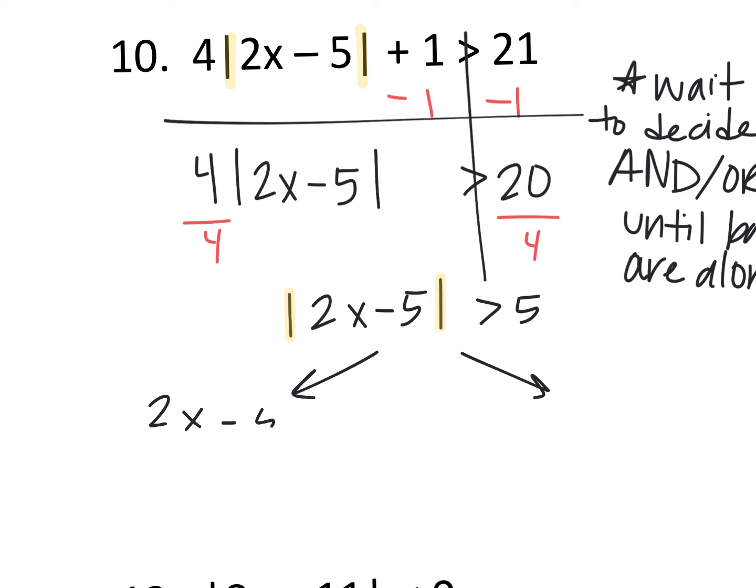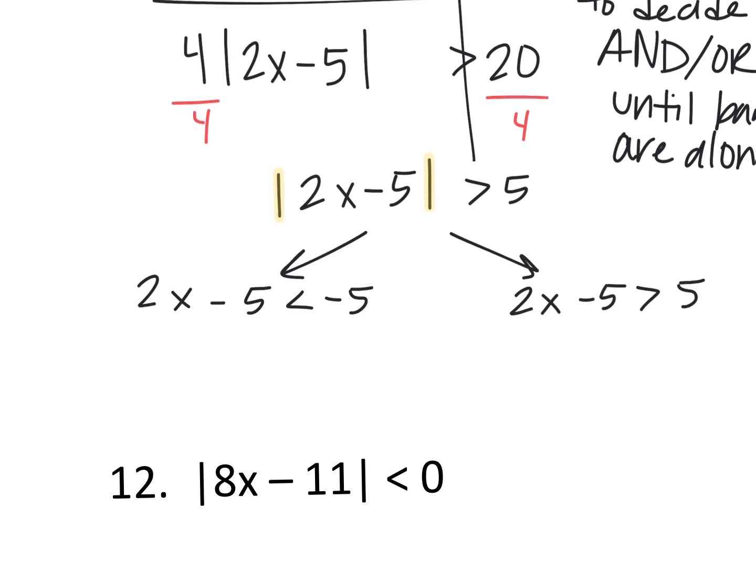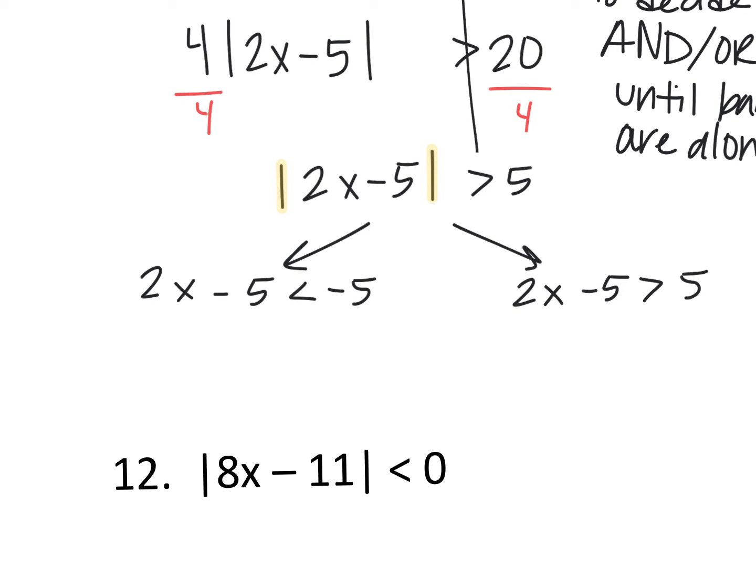We want less than -5. It's just like the same thing you've been doing. You have a negative and a positive. Or it could be greater than +5. In order to make this work, and now we'll solve both.